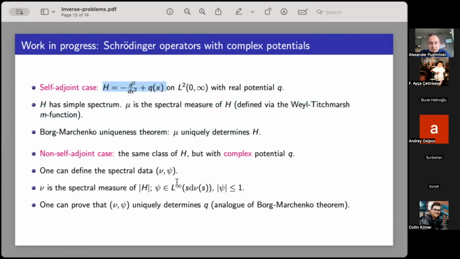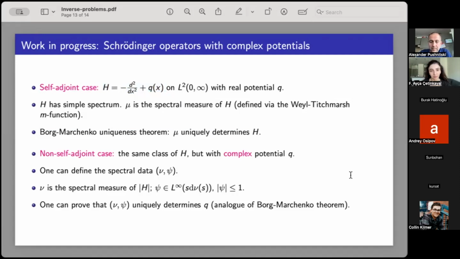At least our way of setting up the inverse problem is not about the spectrum of this operator, but more about the spectral decomposition. So we can define the spectral data again as a pair measure, function, where this measure is the spectral measure of the modulus of H, and psi is a function bounded by 1, defined almost everywhere with respect to this nu. And we can prove that this pair measure, function uniquely determines the potential Q, which is the analog of the Borg-Marchenko uniqueness theorem for complex potential. So this is work in progress, and so I'm not talking very much about it.